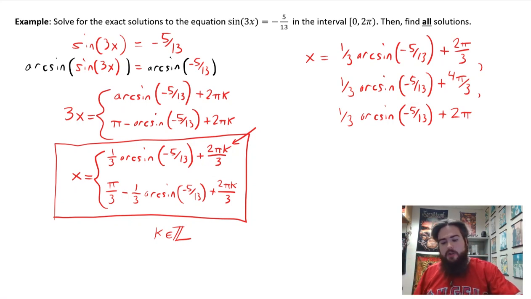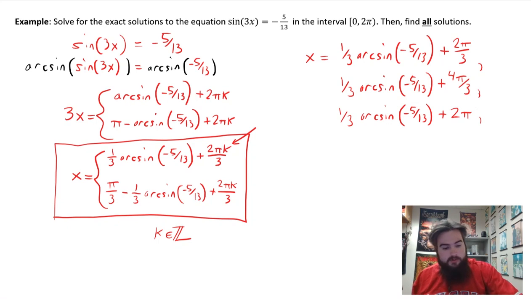If I added another 2 pi thirds, though, that's going to go too far. That would have plus 8 pi thirds, which is beyond 2 pi, and I know if I just subtract a little bit, that's not going to keep it between 0 and 2 pi.